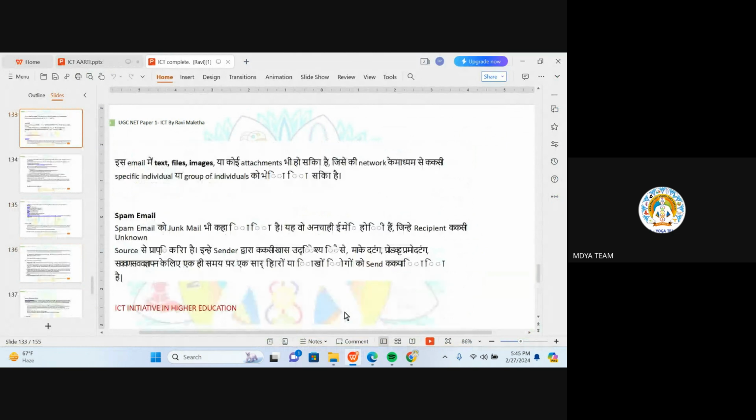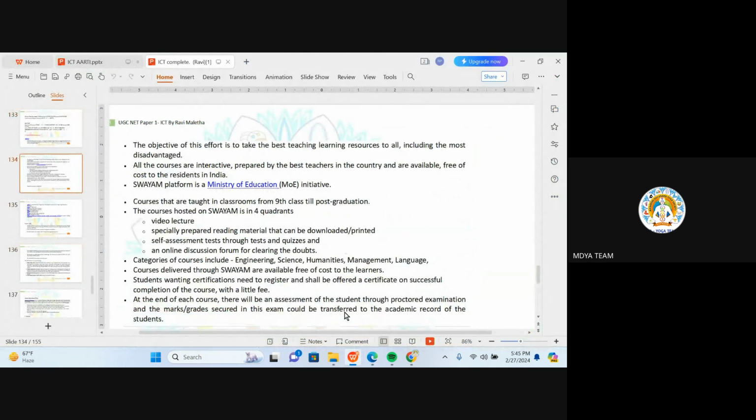So first we have to learn about Swayam. Swayam is the same for school students and for postgraduate and undergraduate students. The same four quadrants are there: video lecture, reading material, self-assessment, online discussion forum. These are the categories for the undergraduate students, or after 10th you can say. There are engineering, science, humanities, management, different departments that come under Swayam after 12th.